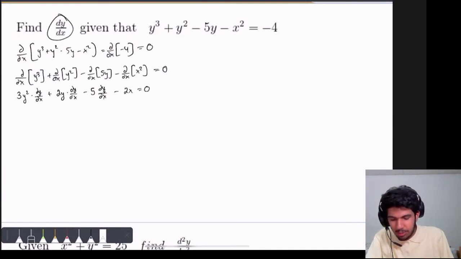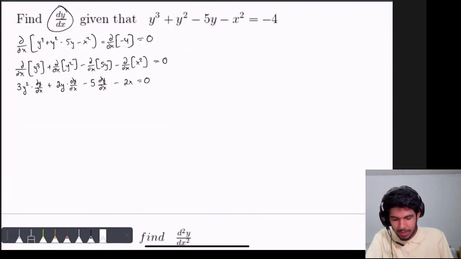But we're asked to find dy/dx, and we haven't yet done that. So we have 3 terms with dy/dx in them, and 1 term without it.